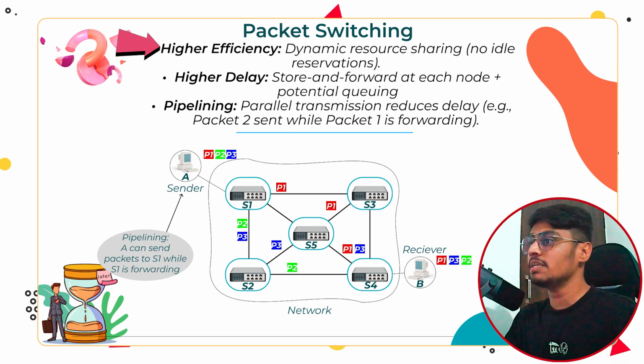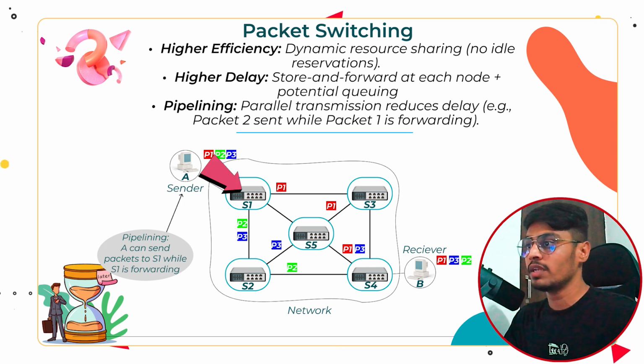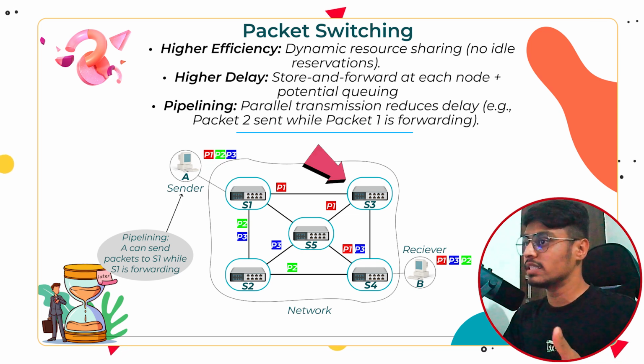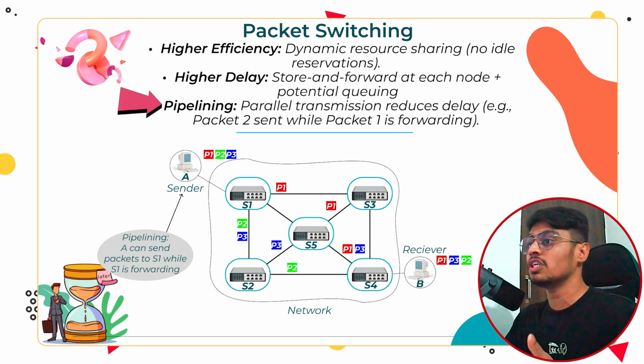To improve efficiency, packet switching uses pipelining. For example, if A sends packet P1 to S1 while S1 is forwarding it to S3, A can simultaneously send packet P2. This parallel transmission reduces the total delay, and this we will call pipelining. We can send data simultaneously.